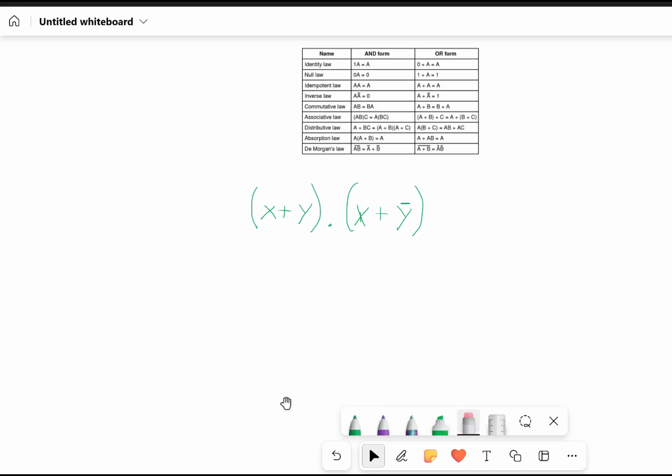Pause the video, give this question a go yourself first. Okay, so by looking at this, what can we do in this situation? Well, we can identify the common terms. We've got X here, and we've got X here. There are common terms. So what I'm going to do is I'm going to use distributive law. So I'm going to take these common terms and simplify it to be just simply X. And then I'm going to group the Y's together.